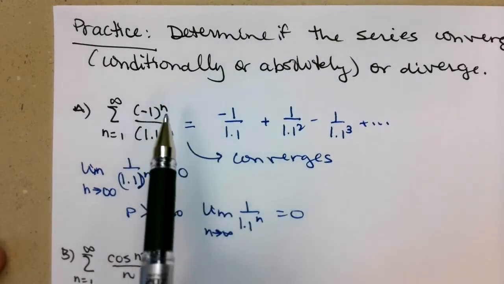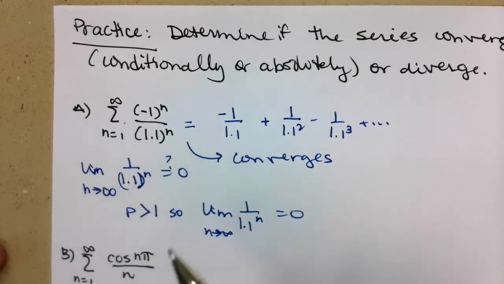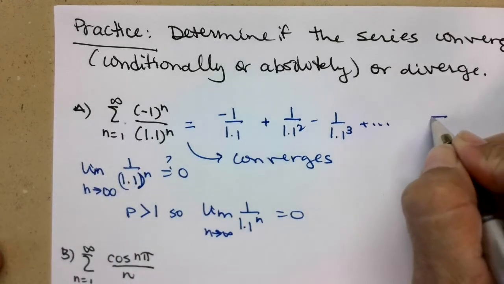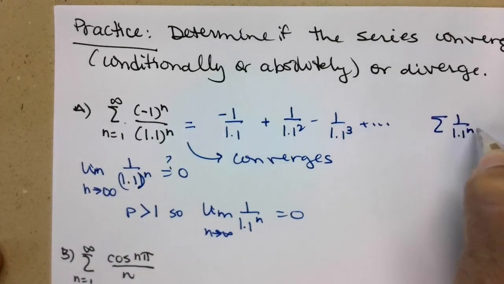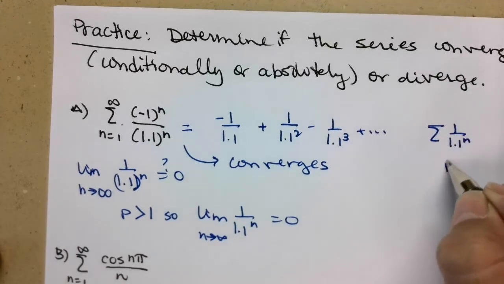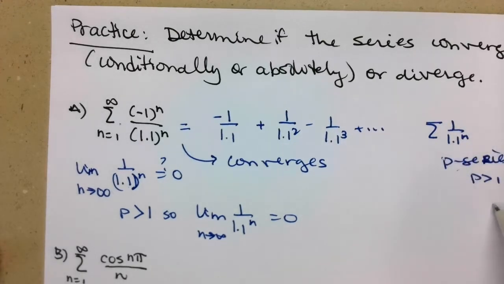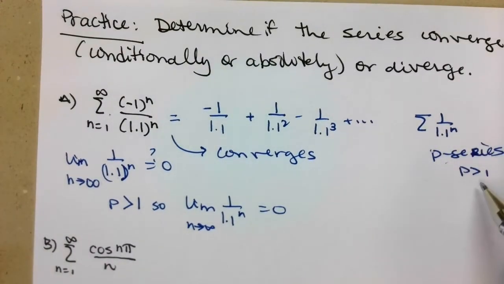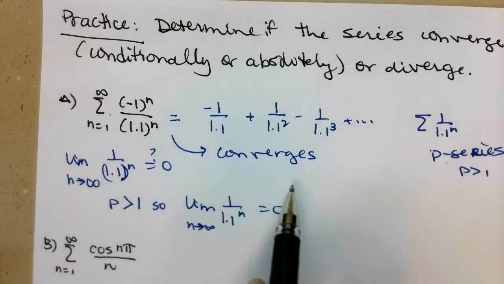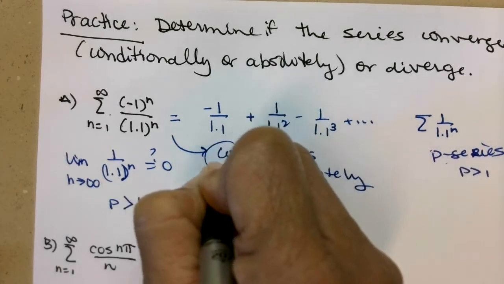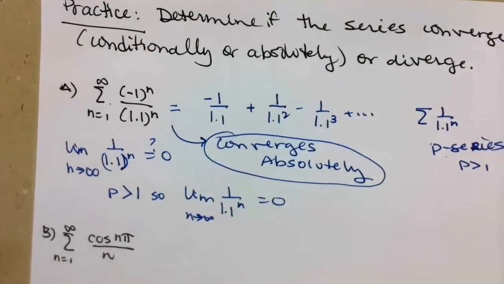Well, in this case, it's going to converge absolutely because, again, it's this p series where, if I just had the series 1 over 1.1 to the n, this series would converge. Again, p series, and my p is greater than 1, right? 1.1 is greater than 1. So it converges without the alternating part, so it converges with the alternating part, and it converges absolutely. If you don't put the absolutely on there, that's totally fine as well.